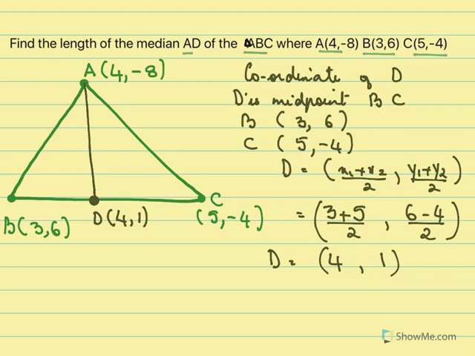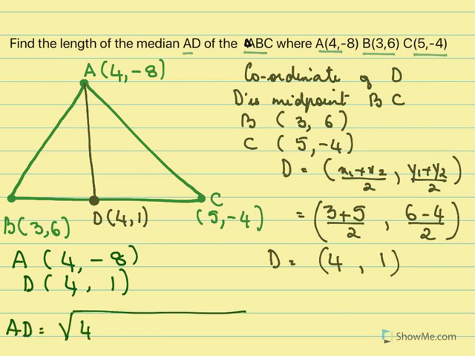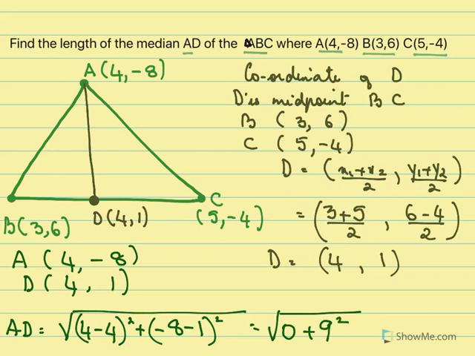So now we find AD. To find AD, we know the coordinates of A is (4, -8) and of D is (4, 1). So to find AD, we use distance formula. 4 minus 4 the whole square plus -8 minus 1 the whole square. So that will be 0 plus -9 the whole square, which is under root of 9 square, which is 9. So the length of AD is 9.